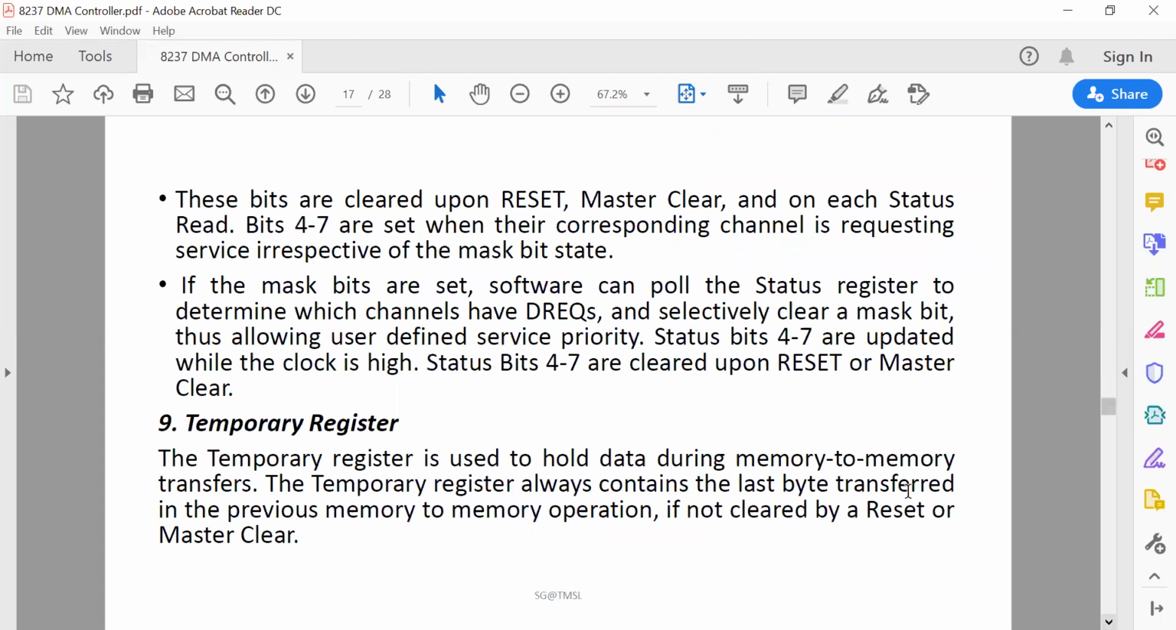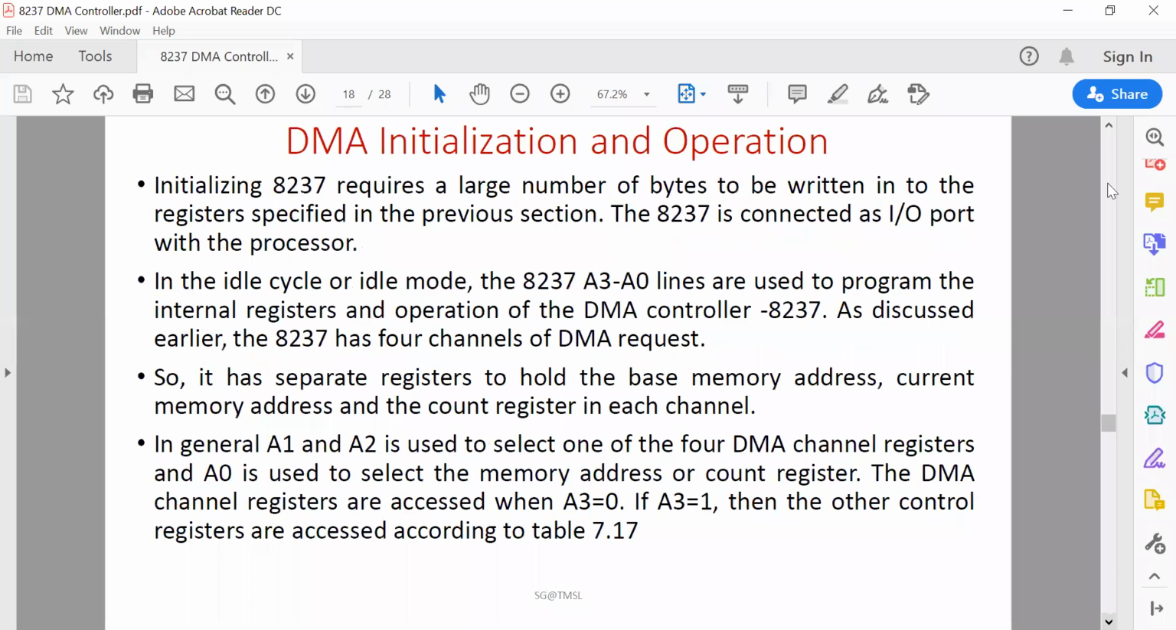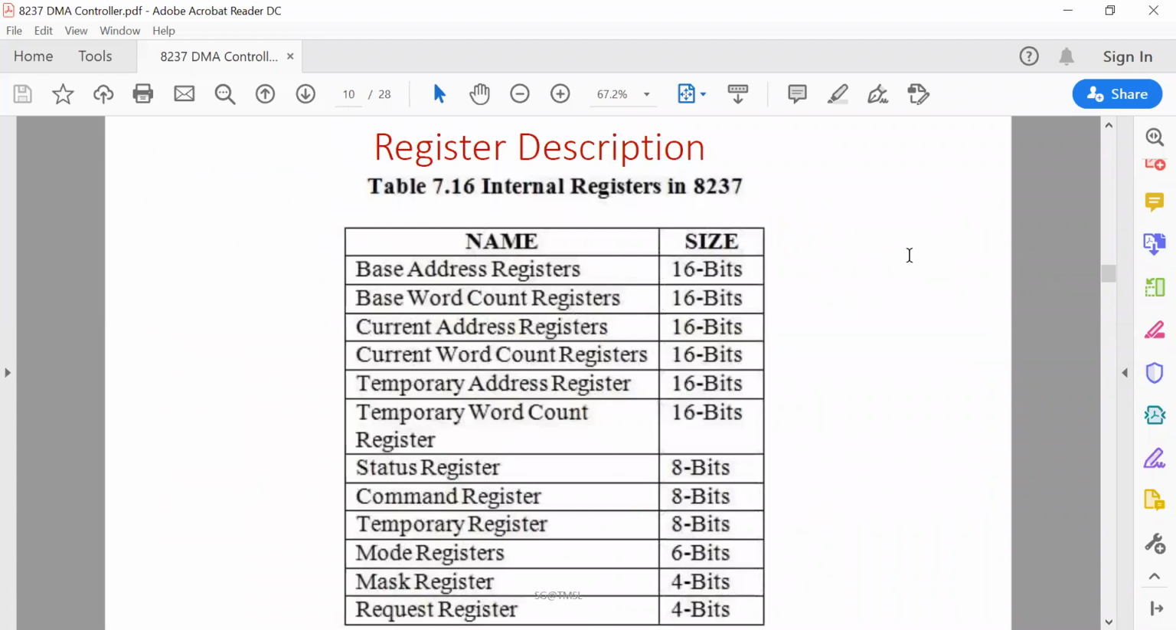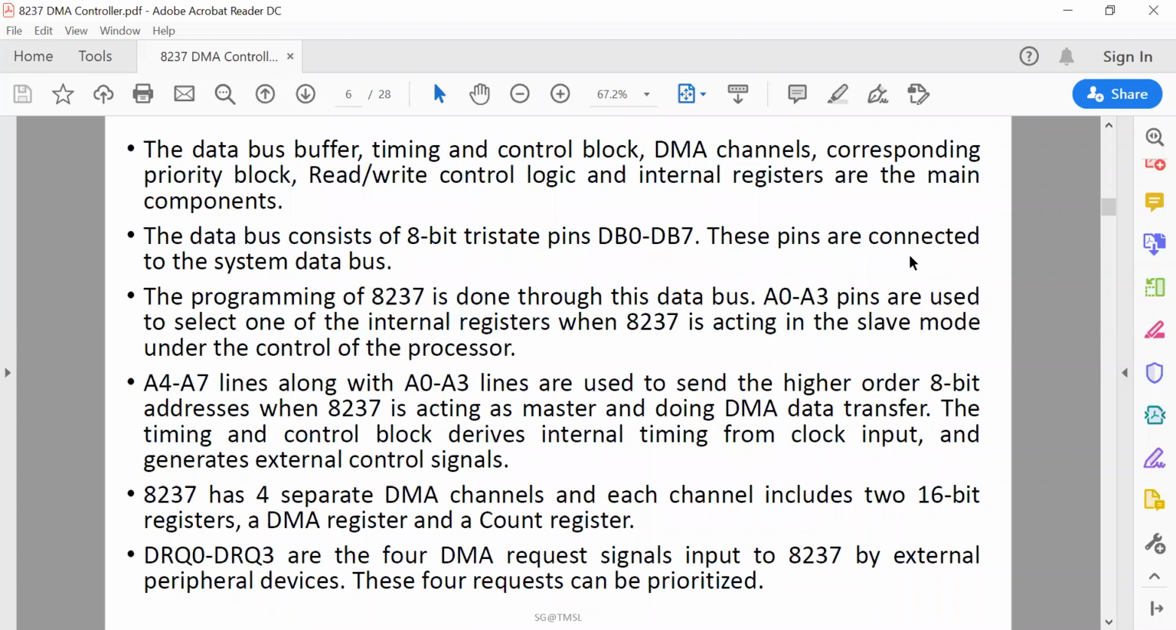Another is the temporary register. What is the function of this temporary register? Basically it holds the data during memory to memory data transfer. After the completion of the transfer operation, the last word transferred remains in the temporary register till it is cleared by the reset signal or reset operation. That is the function of the temporary register. So these are the important or major registers inside this DMA controller.